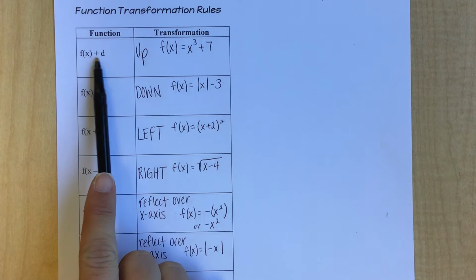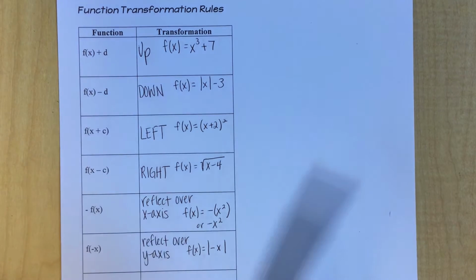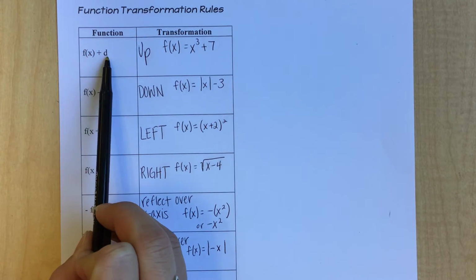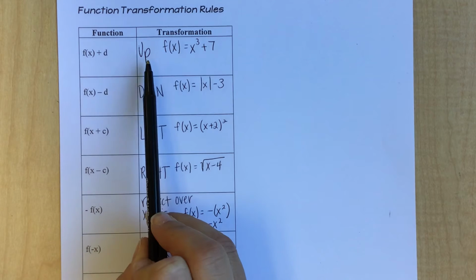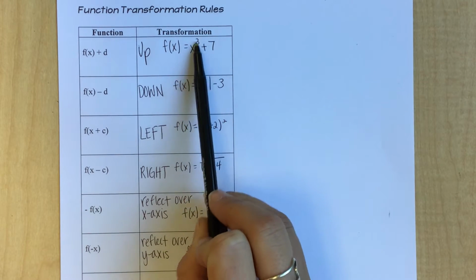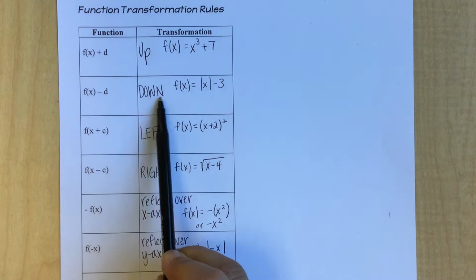So when you add something outside of the parent function, your parent function could be x squared, the absolute value of x, square root of x, any of those types of functions. So we have our parent function, then we add something on the end of it, that's going to move that graph up. For example, if we have x to the third, that's my parent function, plus 7, that means I'm going to move this graph up 7 units. When you subtract, it moves it down.